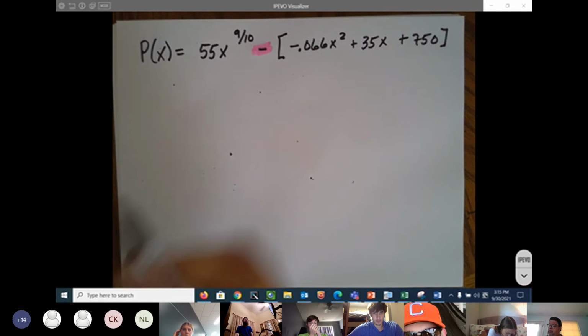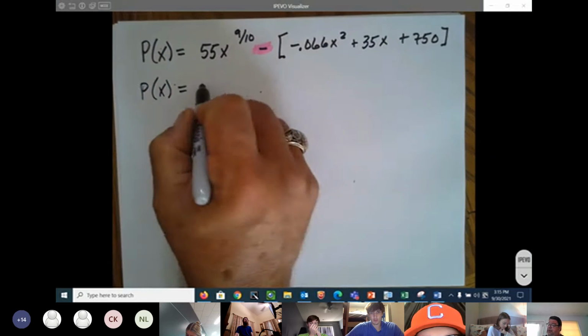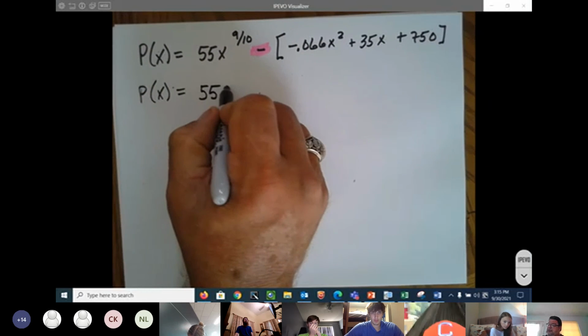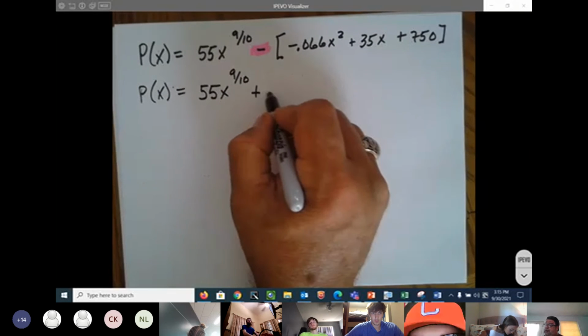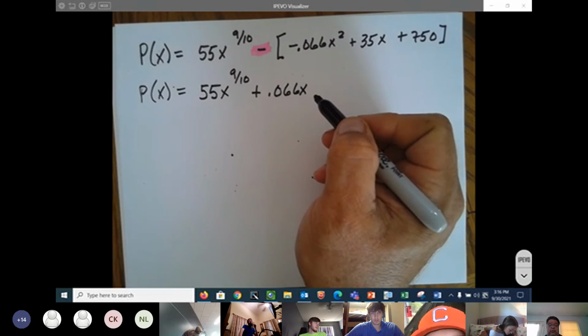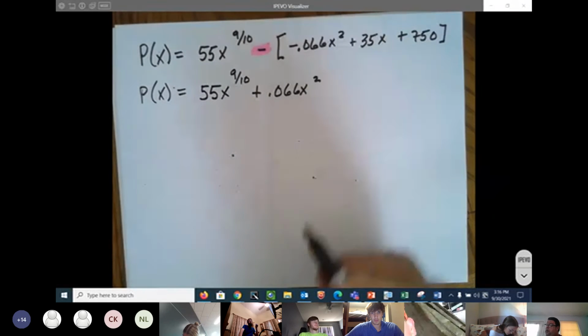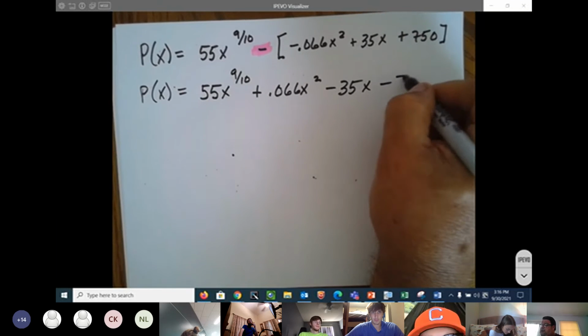So P of X is equal to 55x to the 9/10 plus 0.066x, is that to the second power? Yep. Minus 35x minus 750.